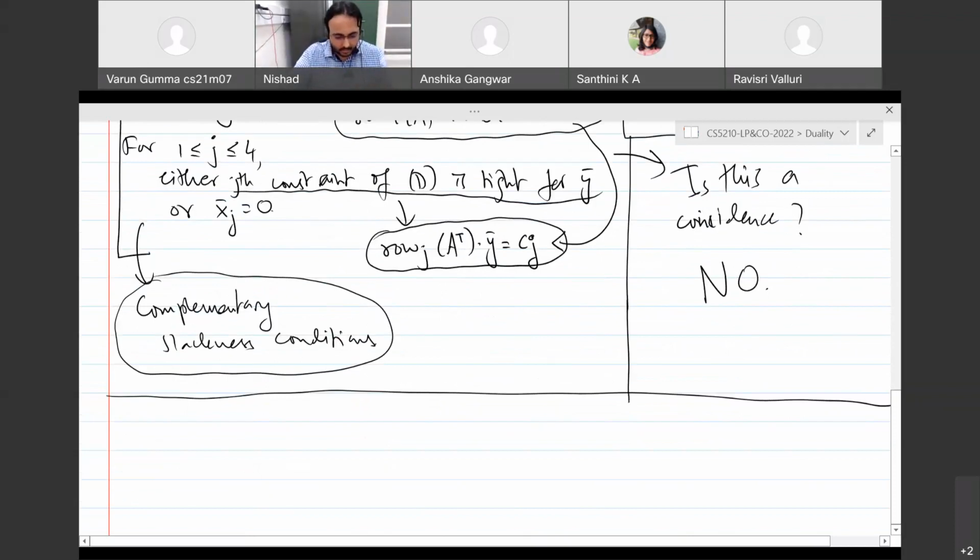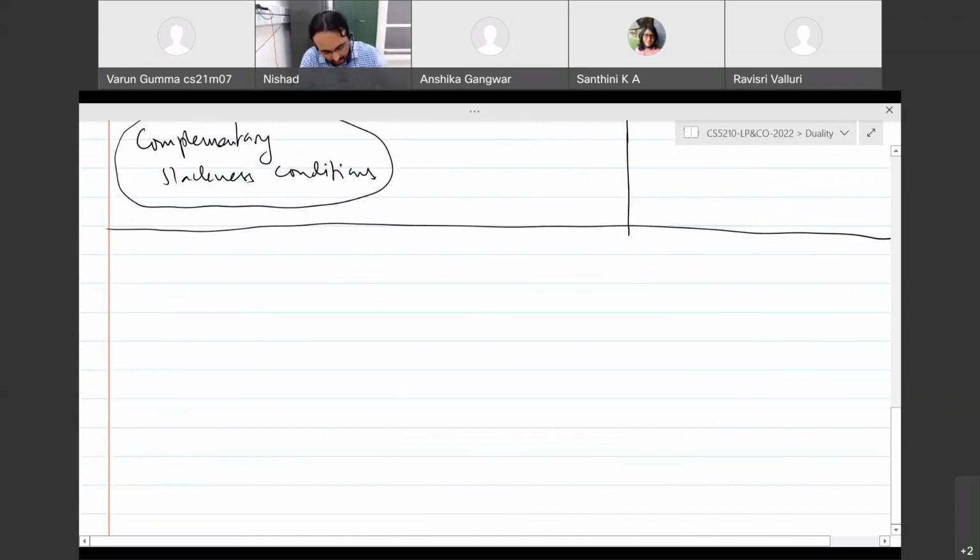All right, so let's write down the theorem. It's similar to theorem 4.5 in the text. I have made a slight change by looking at a different form of LP.